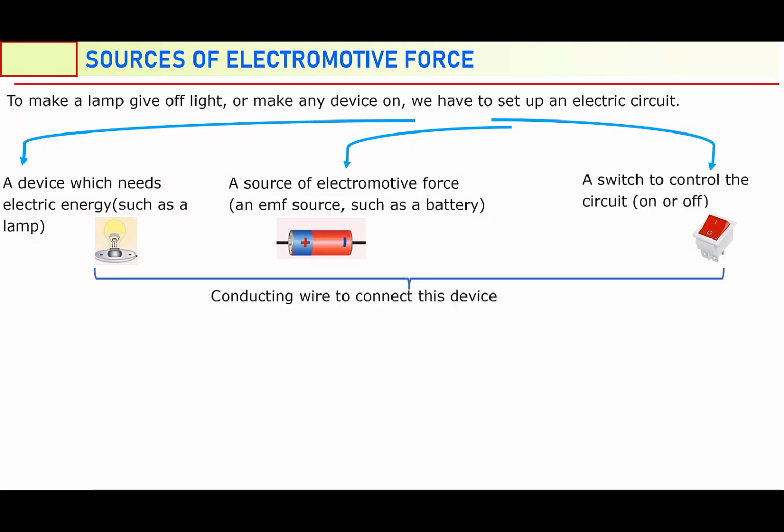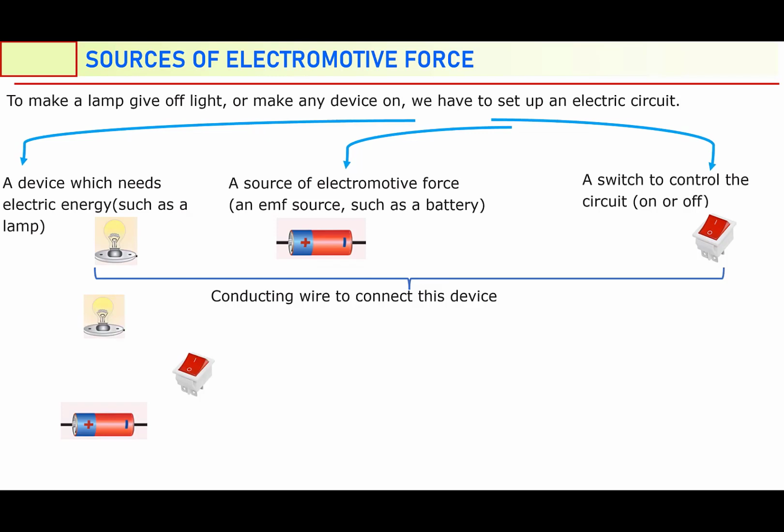When you connect these three devices by conducting wires, you are setting up an electric circuit. Now I am going to set up an electric circuit here. So I have a lamp, I have an EMF source, a battery, and I have a switch.